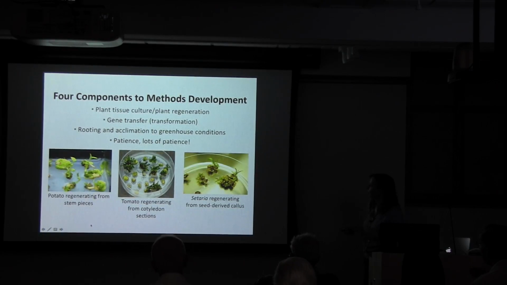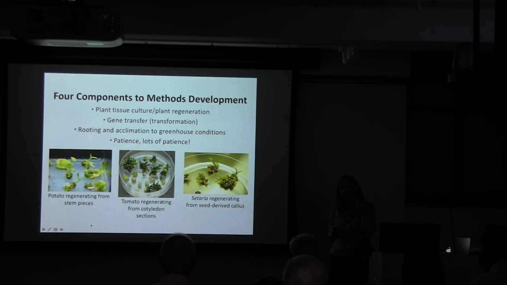So this is potato. So for potato, we start with plants that are grown in tissue culture in test tubes, which is referred to as in vitro. And we put those stem pieces on a medium that induces this growth called callus, which is an unorganized mass of cells, somewhat analogous to a tumor. And then we tweak that medium to give the cells the signal to produce plants. And these little potato plants are then removed from the callus and transferred to a rooting medium.